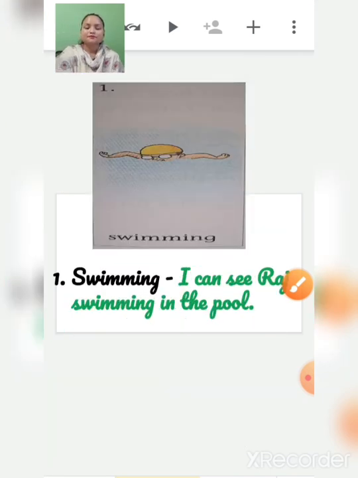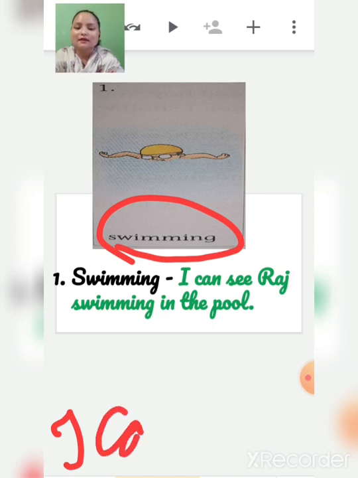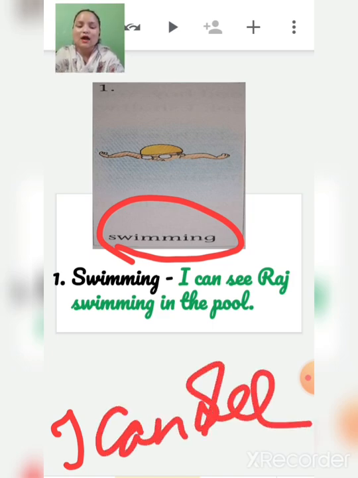Now next, a picture is given. In the picture, a word is given. Using this word, you have to make a sentence. First is swimming. And in each, what you have to do is begin your sentence with I can see, and use the words given in the picture. So the first one is swimming. I can see Raj swimming in the pool.